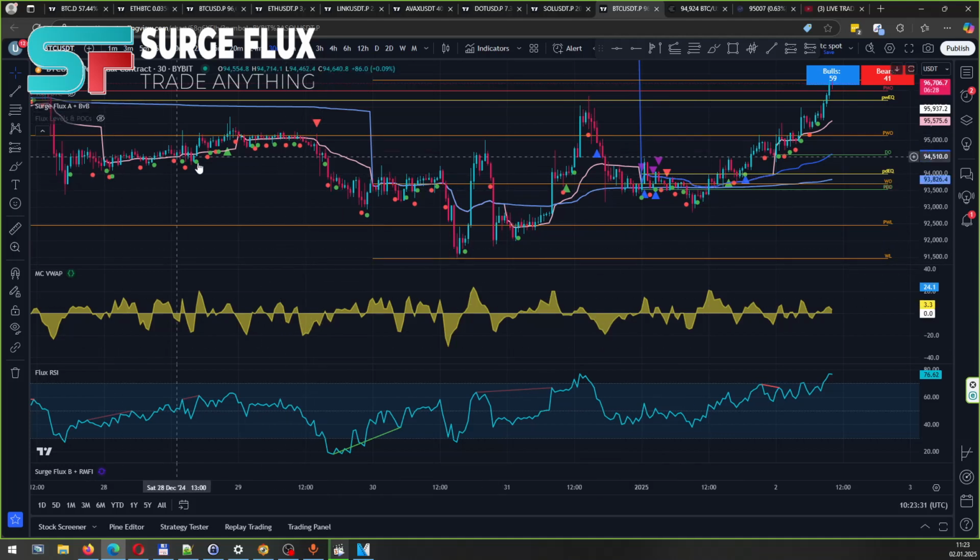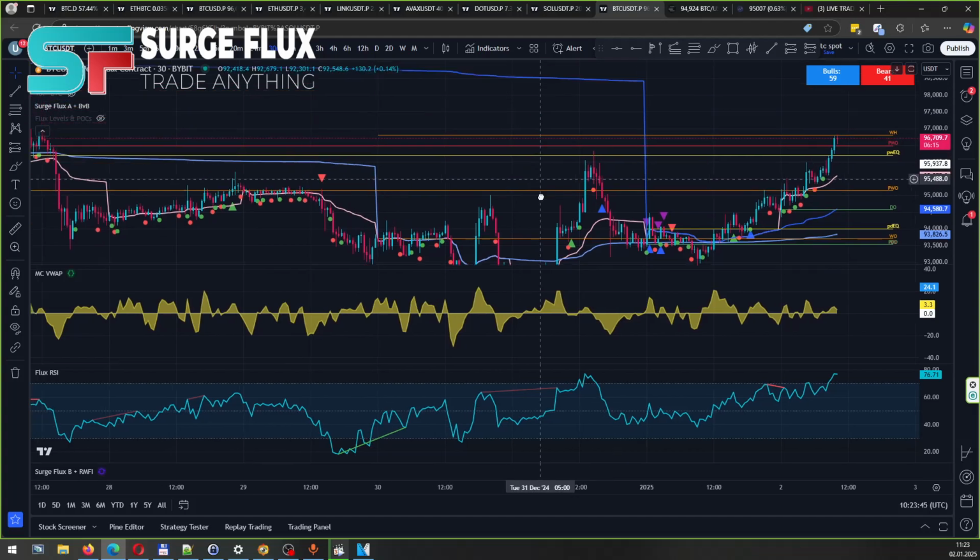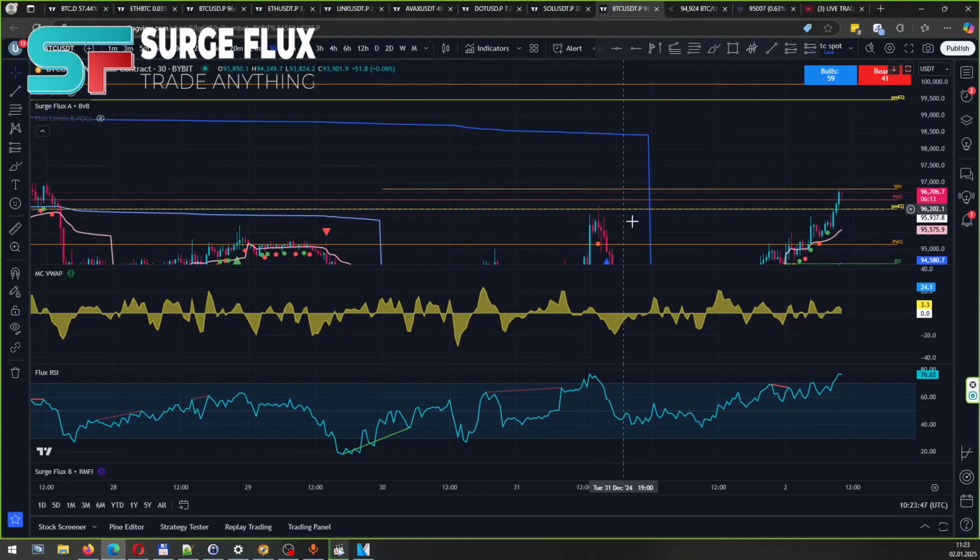So on Surge Flux A, we have included 3 VWAPs. We have a daily VWAP, which is this pink line. Then we have the weekly VWAP, which is this bluish line. And then the monthly VWAP, which is this dark blue line.